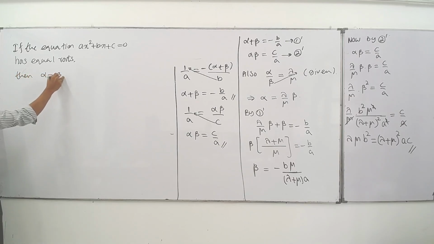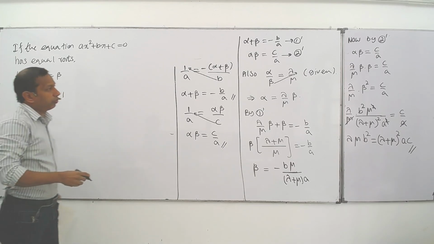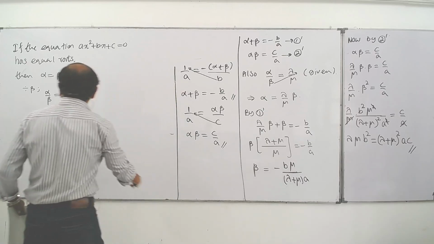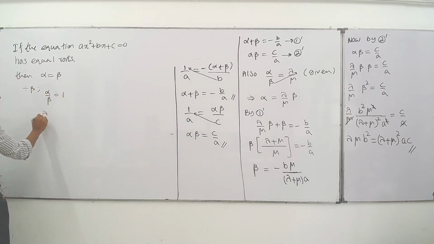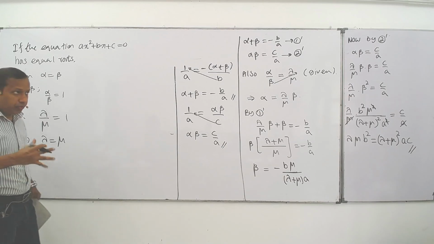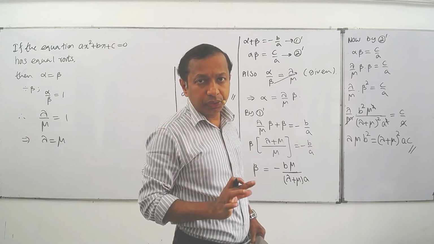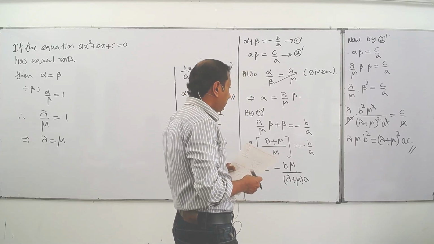Alpha equals beta. So dividing both sides by beta, we get alpha by beta is equal to 1. But we are given alpha over beta is equal to lambda upon mu. Then I can write alpha over beta is equal to lambda upon mu is equal to 1. This gives us lambda equals mu. That means when the two roots alpha and beta are the same, that means only one root, coincident roots. Lambda equals mu.